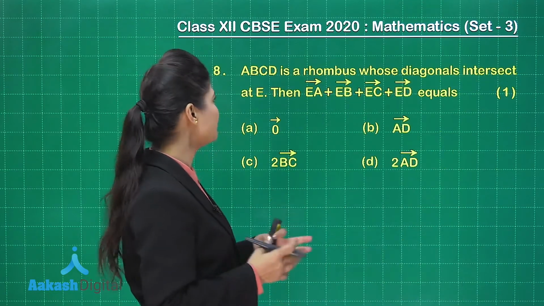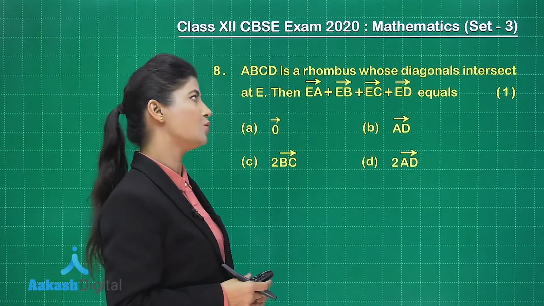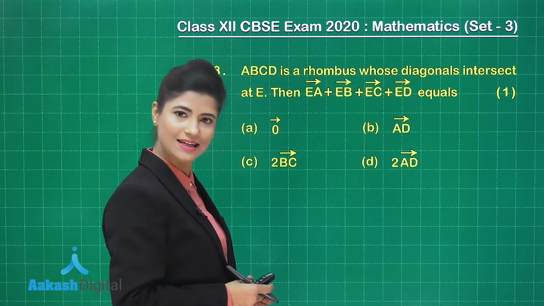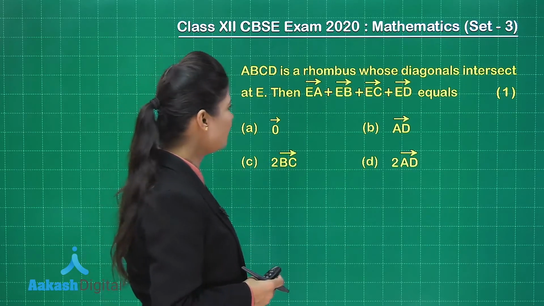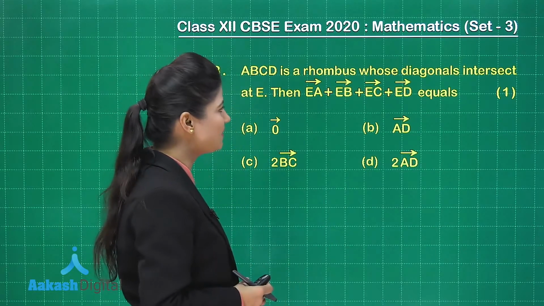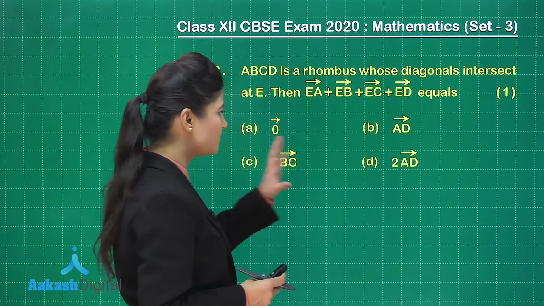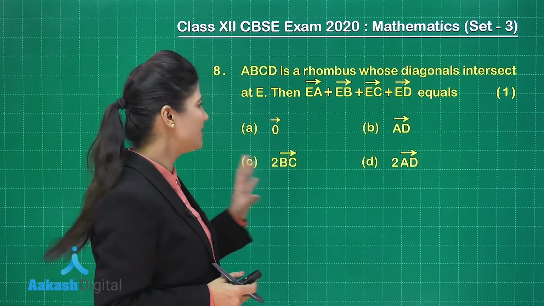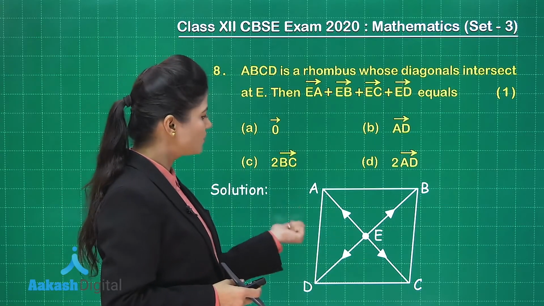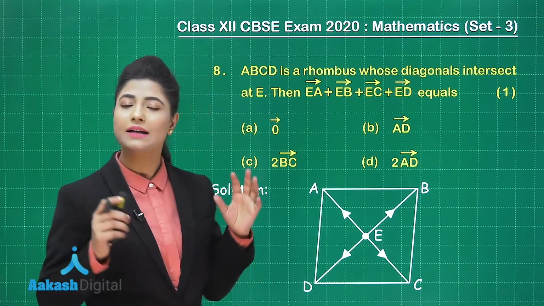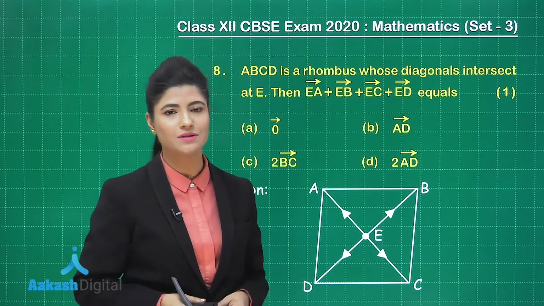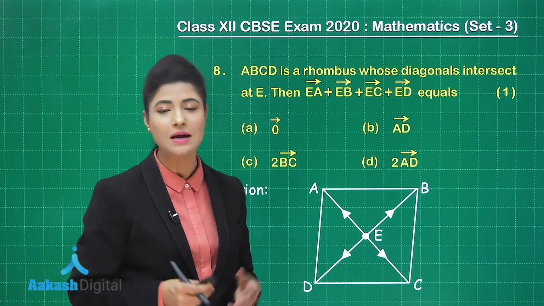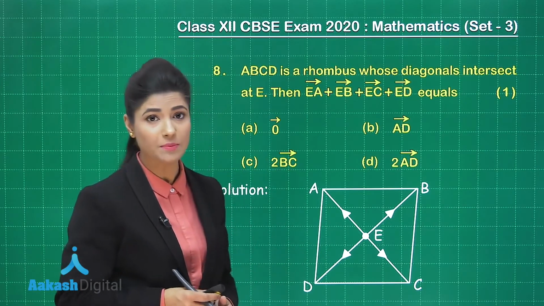Here we have question number 8, which states ABCD is a rhombus whose diagonals intersect at E. Then EA vector plus EB vector plus EC vector plus ED vector equals which of these options? So this is also a 1 marker question. Very first, let's draw a rhombus whose diagonals intersect at E. And you know the basic property of the rhombus. Both the diagonals of a rhombus bisect each other at the perpendicular.